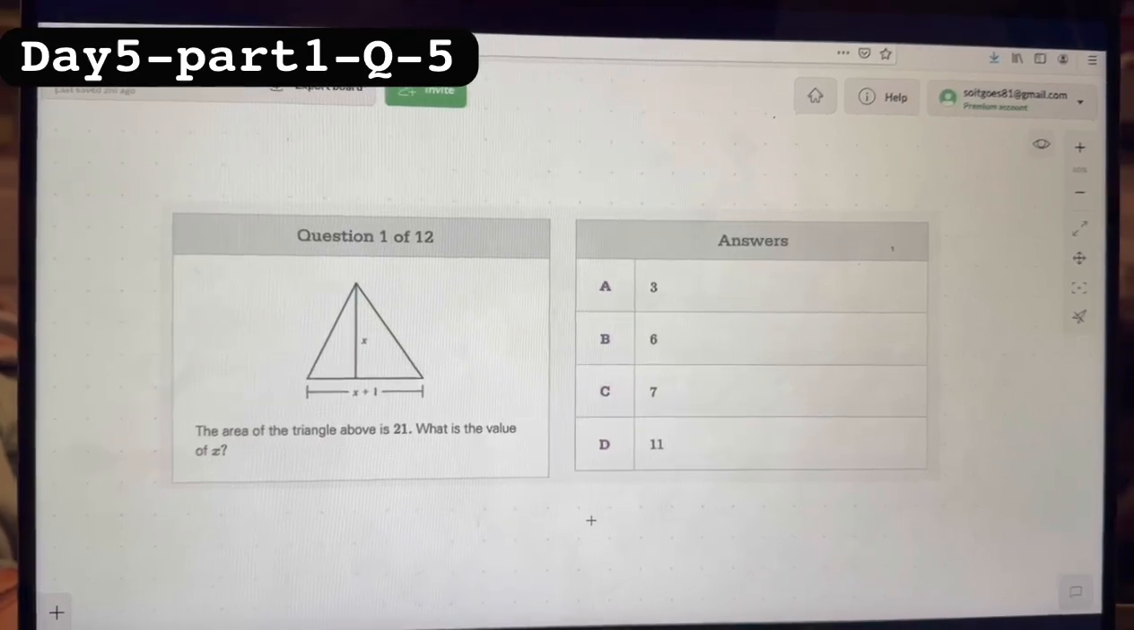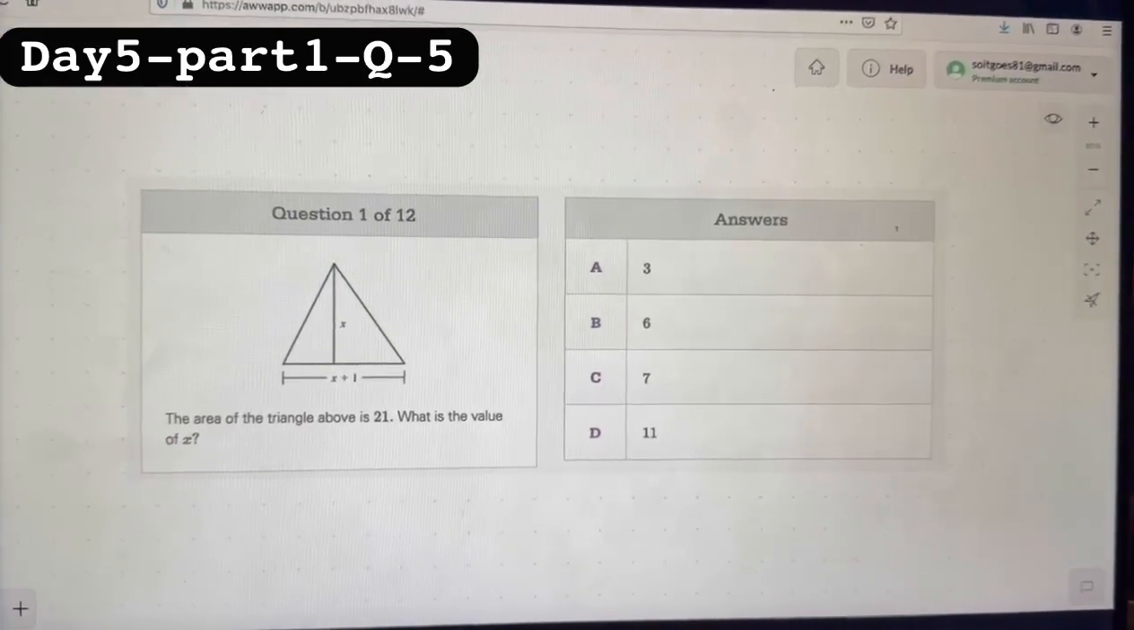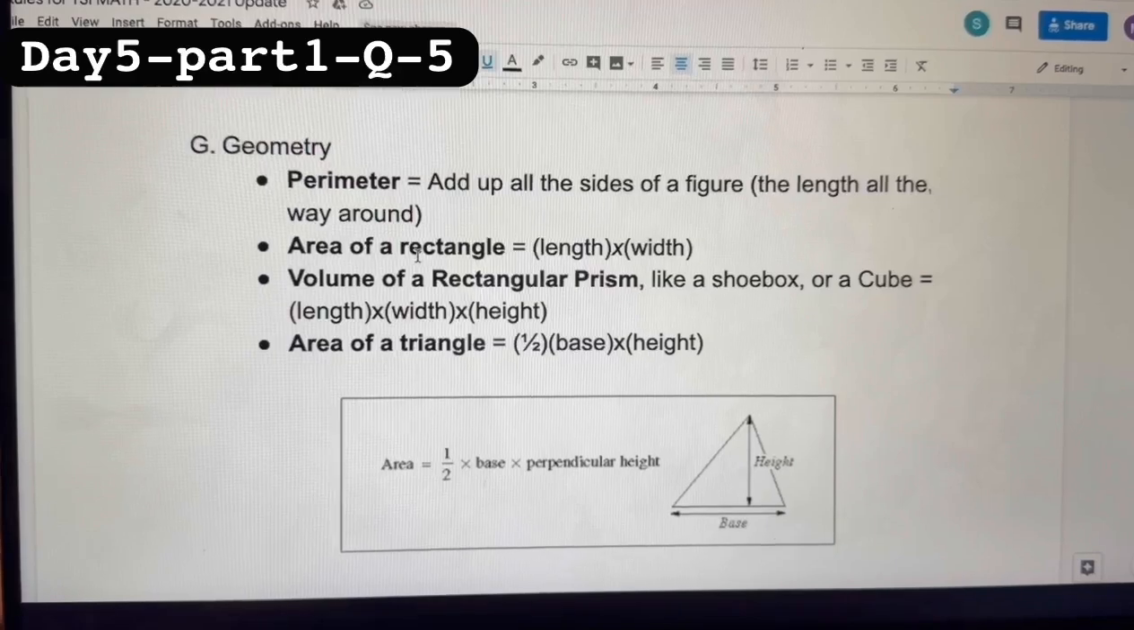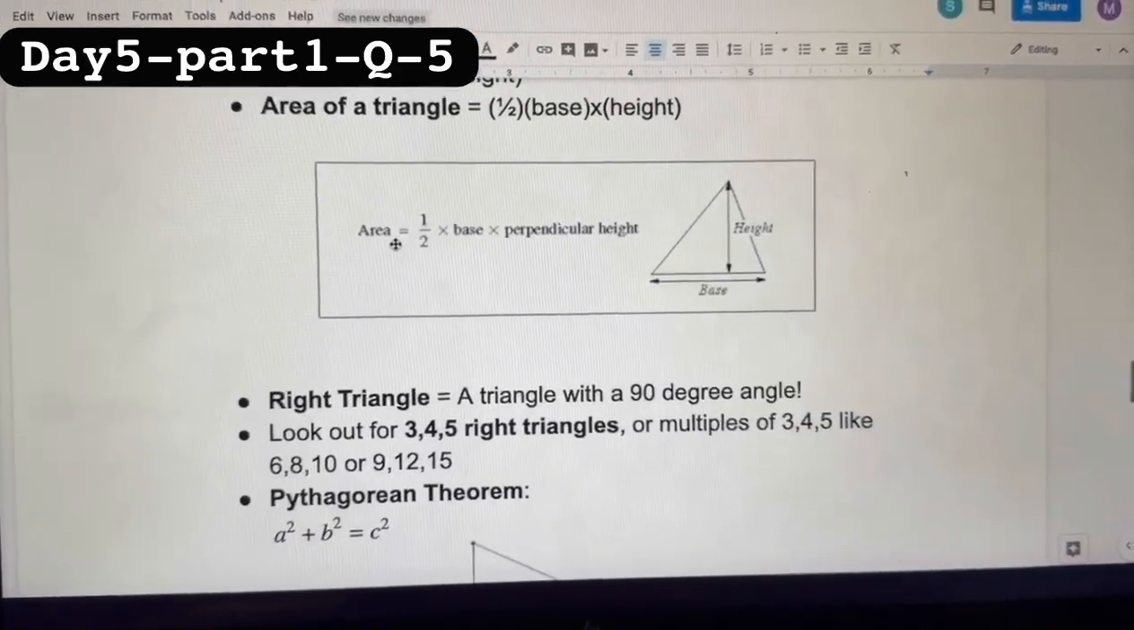We haven't discussed this before in days 1 through 4. Okay. So let's go to the rules for TSI Math update, the 2020 through 2021 update.